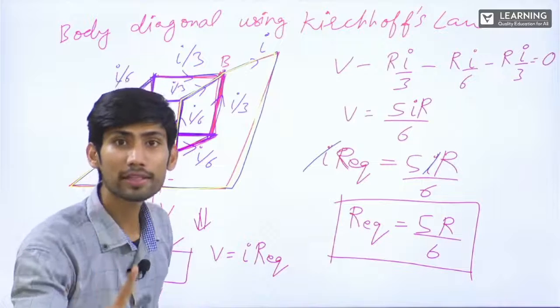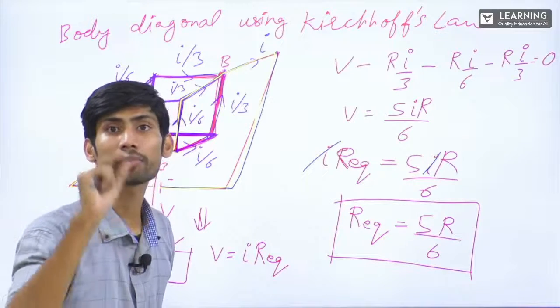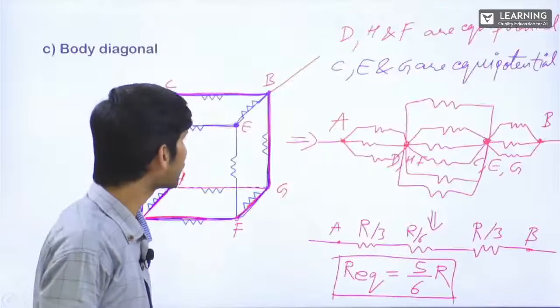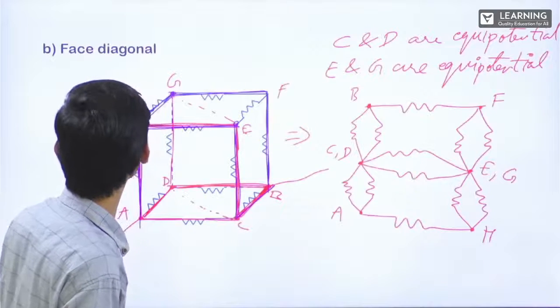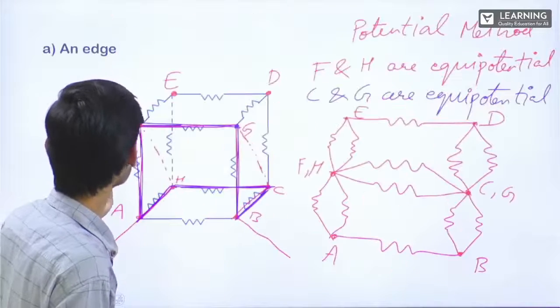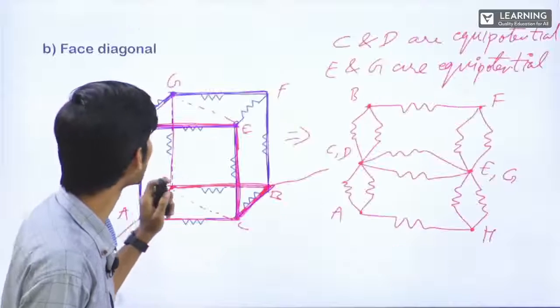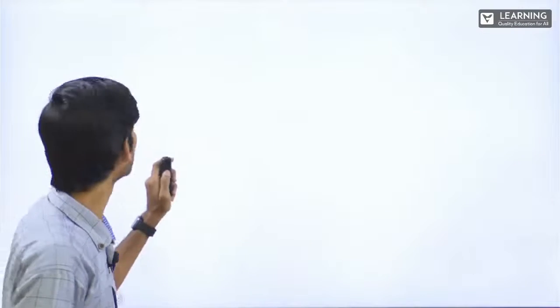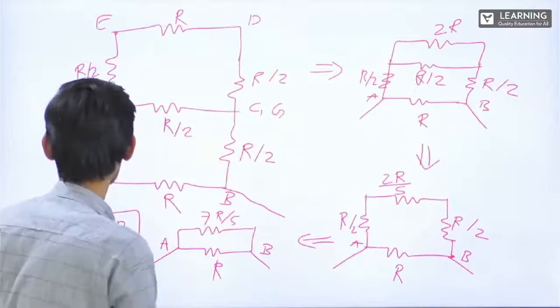Now, the other two also you can solve using Kirchhoff's law, but it will take a lot of time. Why? Because the first thing is you have to distribute current properly. Still, if you want to try, I'll show you. Let me start with edge. Face I'll give you for homework, but let me show you edge one. Very less space is there, I'll try to do it.